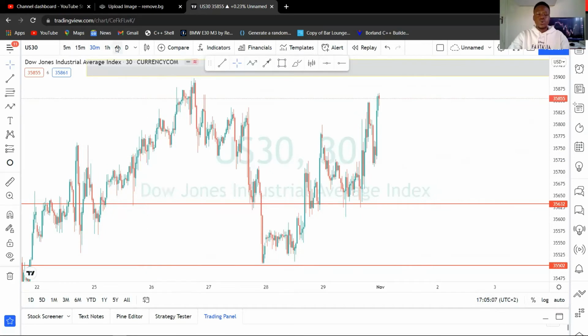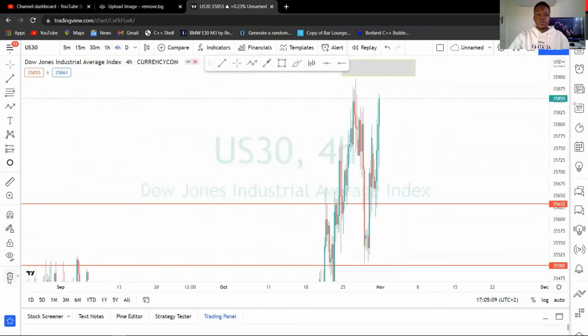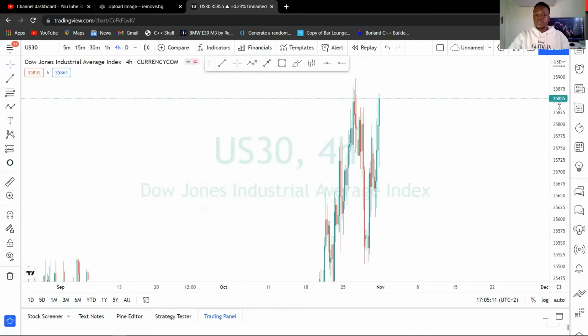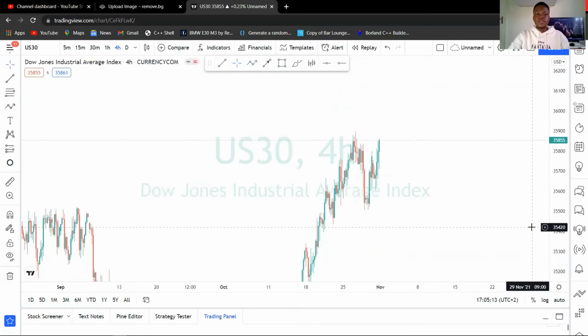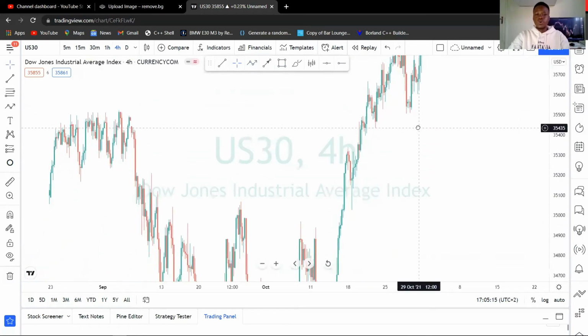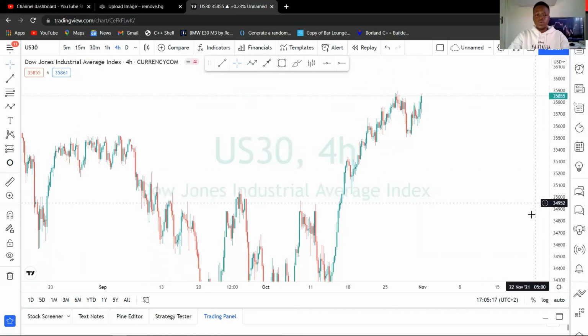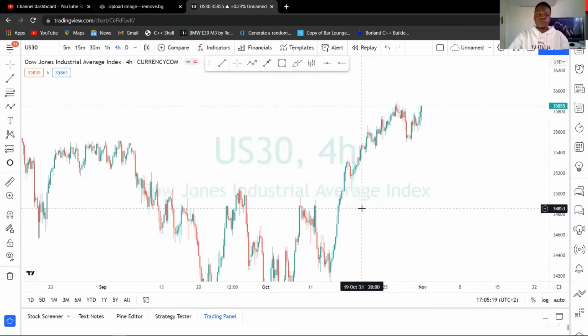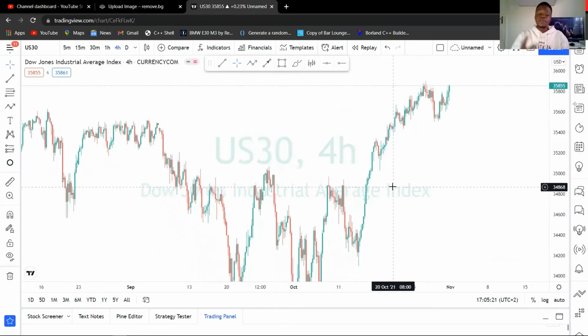So let's just go to your H4 time frame. So on H4 time frame, as you can see right now, we are in a buy mode. So on a buy mode, we are buying the market, and on a selling mode, we are selling the market. This simply means that in an uptrend, we are buying the market.